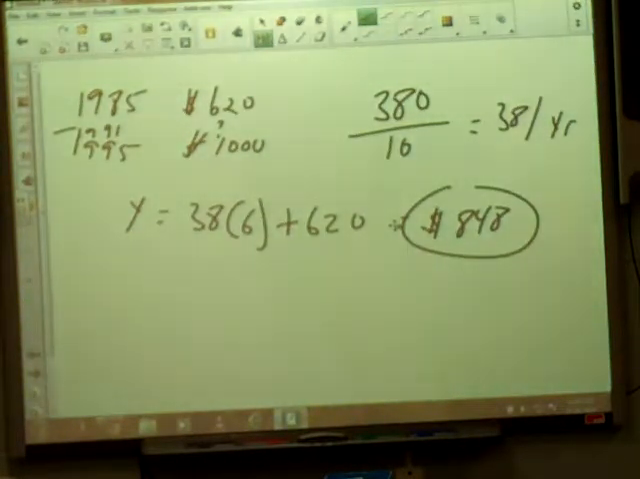And you could have got that without writing an equation. You could have just done 620 plus 38, 6, and whatever you get, plus 38, until you got to the year. That would have worked.